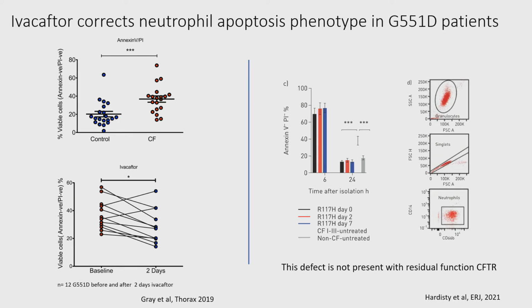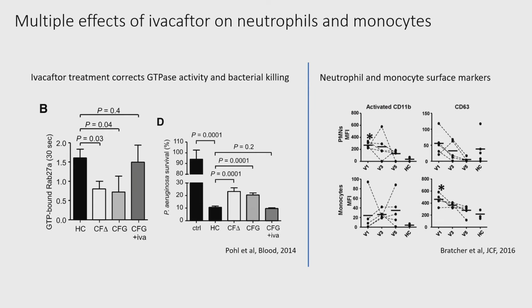We did go back to Dublin to do a later study on R117H patients, and the important take-home message from that was that the R117H patients did not have the apoptotic phenotype that we saw in patients with more severe mutations, suggesting that it depends on how much CFTR activity you have, whether you will have this phenotype or not in the context of CF. So changes in neutrophil phenotype are happening.